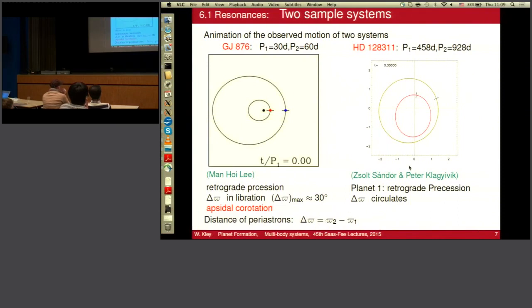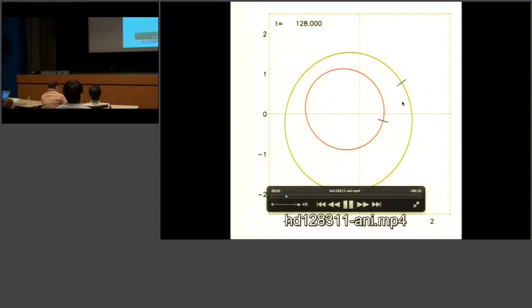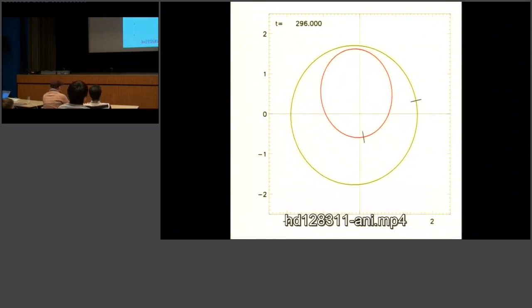And then we have this system here, HD128311, and the ratio is also sort of 2 to 1. It's not such a clean case as this one. I think GJ876 is the cleanest case of a mean motion resonance you have in all extrasolar planetary systems. So this is the paradigm case, basically. All other cases are not as clean and nice. So this is the other one, and you can see the same thing.